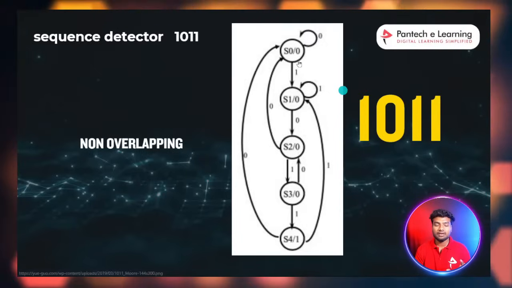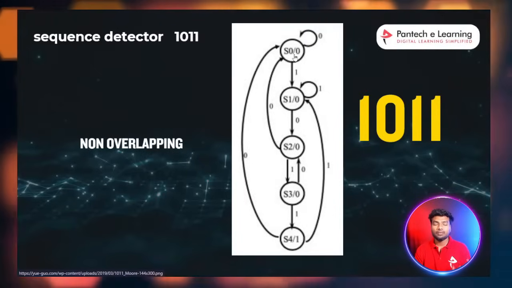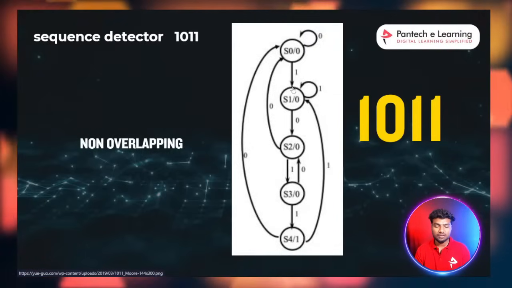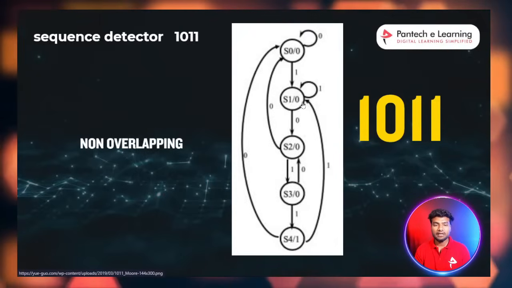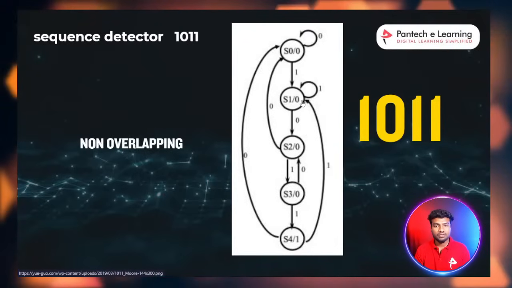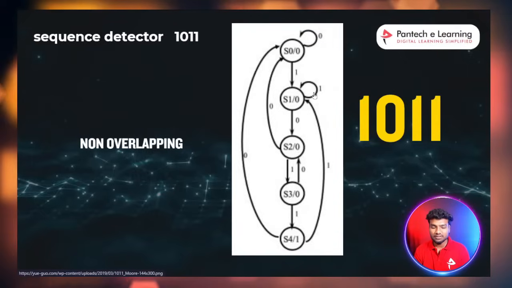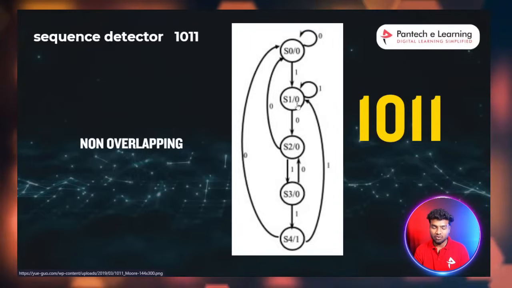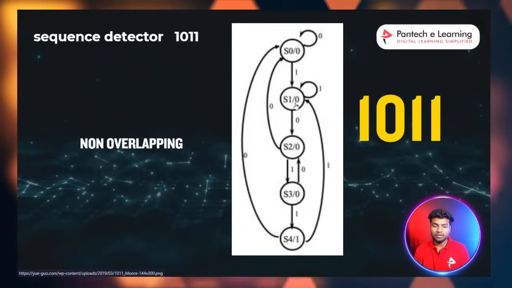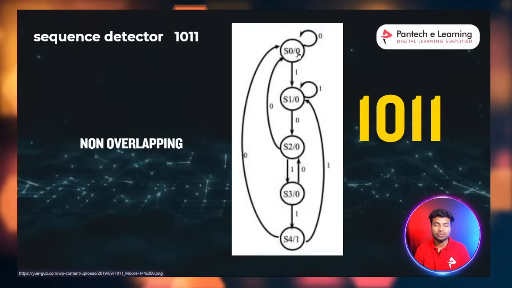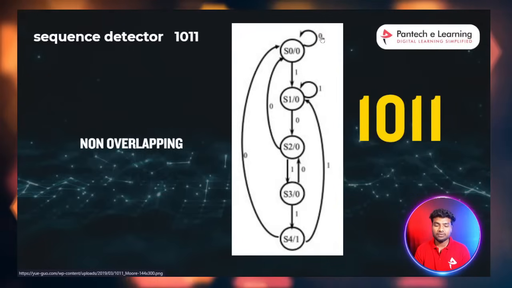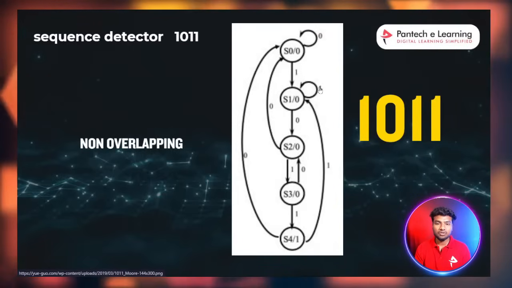If it is in the S0 state and the input is 1, it can move into the S1 state. In the S1 state, if the input is 0, it can move into the S2 state. If it is 1, it will stay in the same state. You can see here, this is the input and this is the output. For S0, the 0 refers to the output, and this one refers to the input. This one also refers to the input.